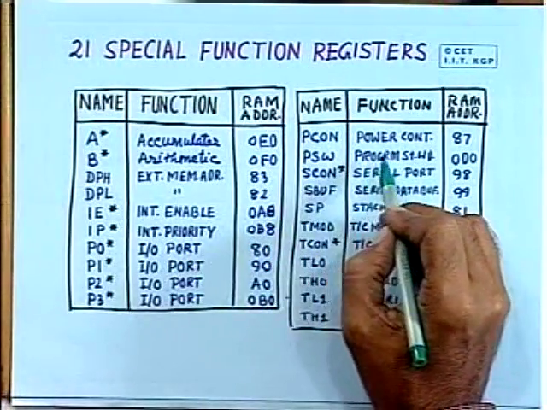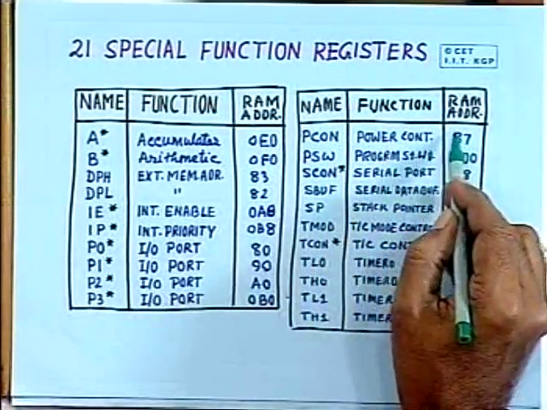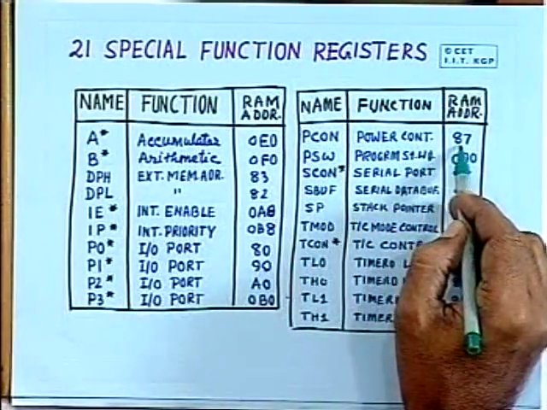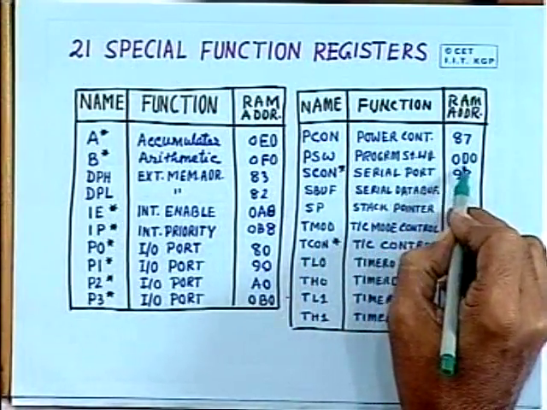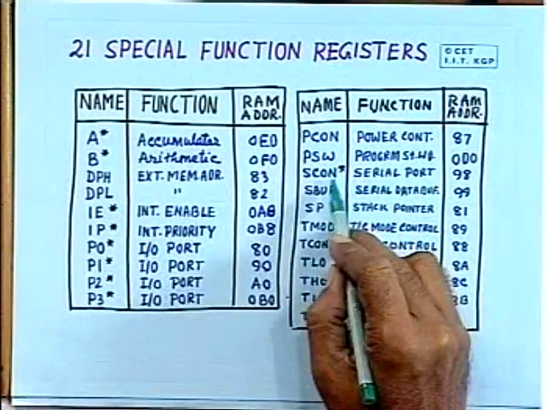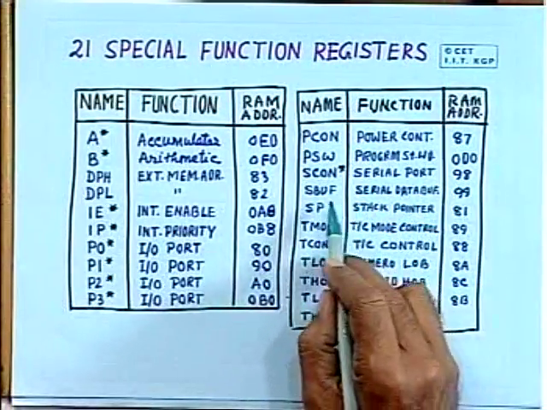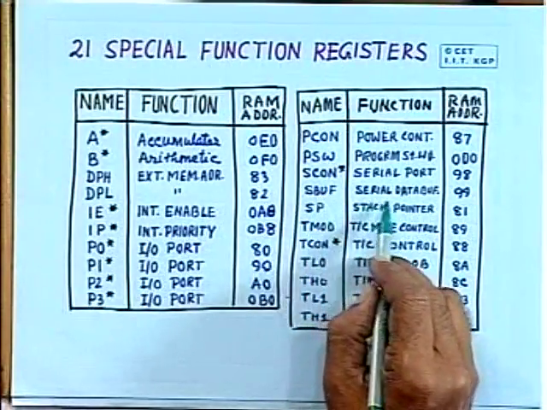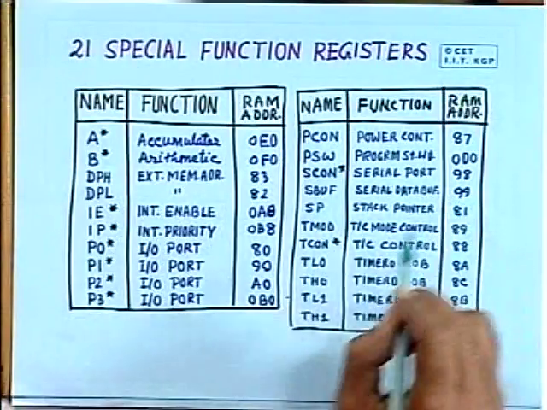And then you have got some other registers. PCON stands for power control, which maps on RAM location 87. PSW stands for program status word, which maps on D0. Then you have got SCON, which is used for serial control, which maps on 98. You have got SBUF, which is the serial data buffer, which maps on RAM location 99.